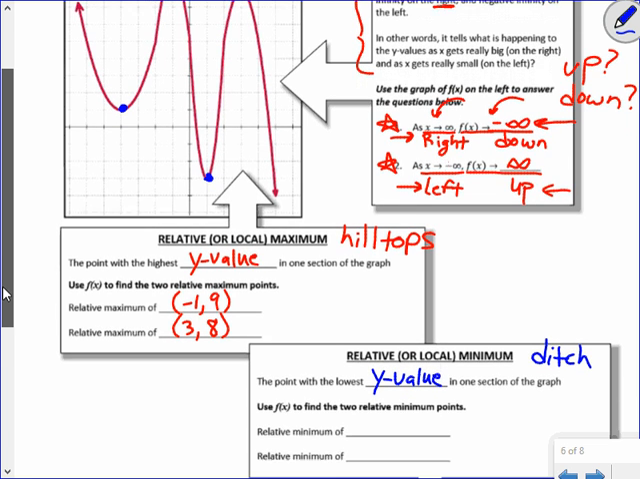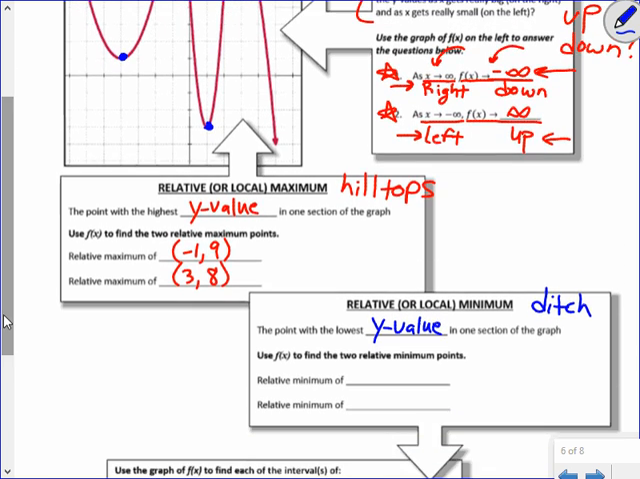That's the plural of minimum. One of those is at negative 4, 1. That's the one on the left, and the one on the right is at 1, negative 3. I counted right. Okay, so those are pretty easy to spot as well. Just look for hilltops and ditches. So you've got your minimum and maximum for the relative.